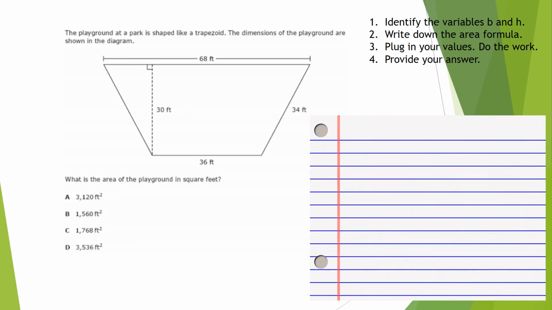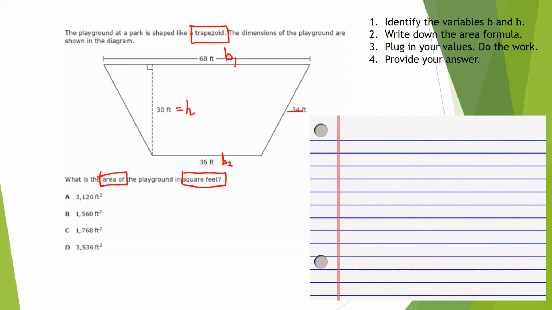Next, last problem of the day. Our playground at the park is shaped like a trapezoid. Remember, the dimensions of the playground are shown in the diagram. What is the area of the playground in square feet? Remember, we're going to identify our variables, our base 1, our base 2, and our height. Remember, anything that's slanted, we eliminate.